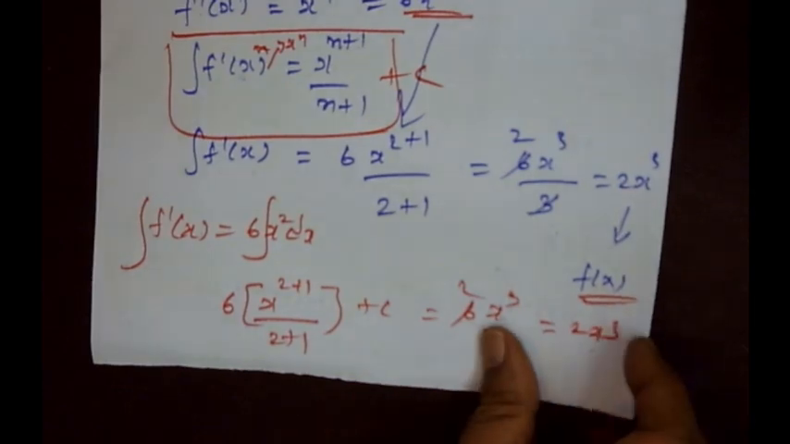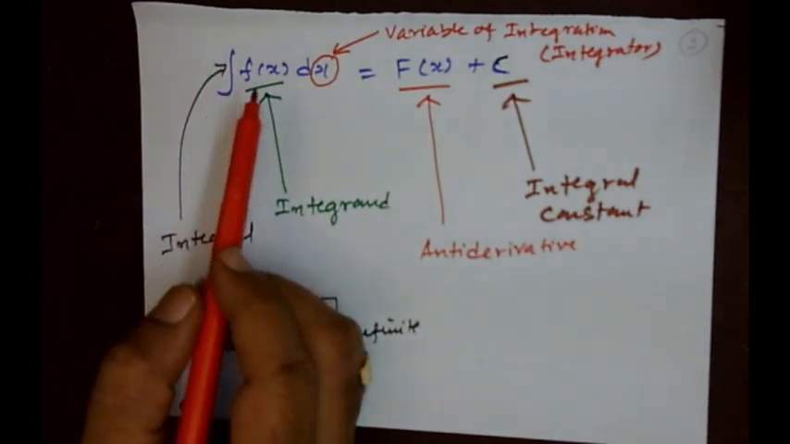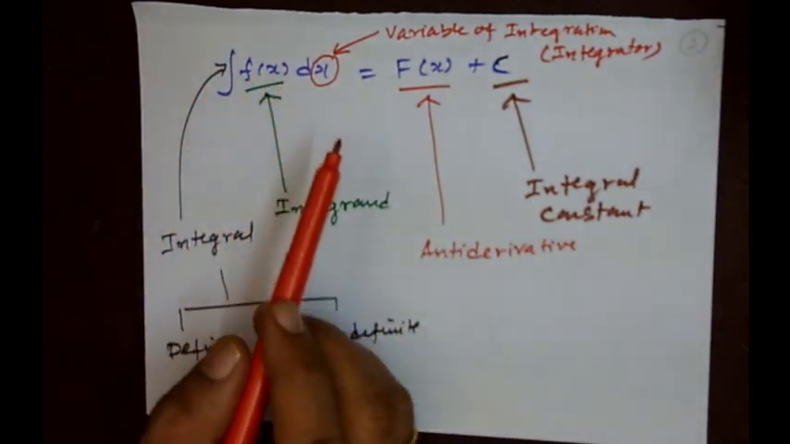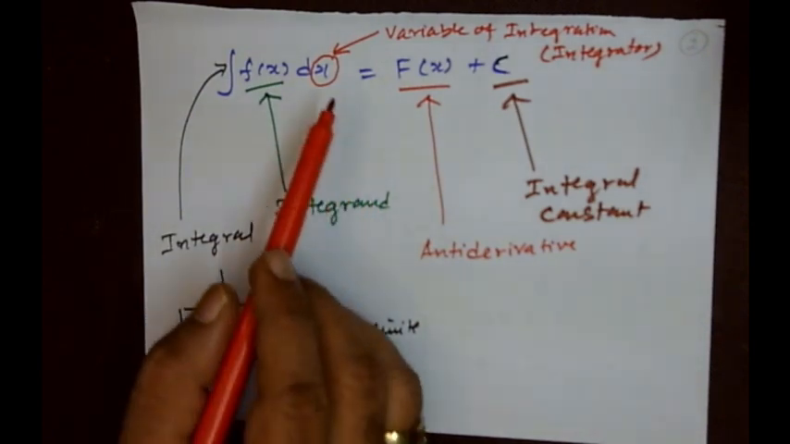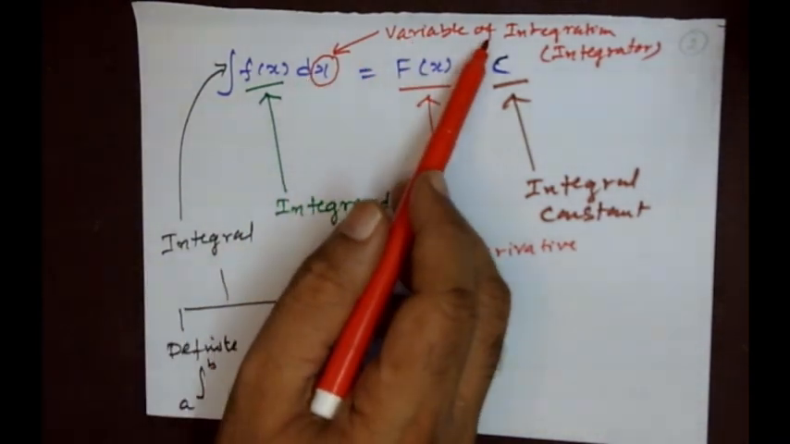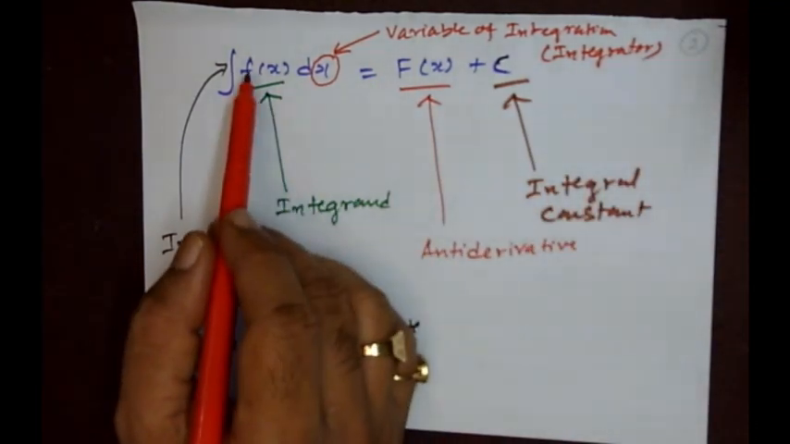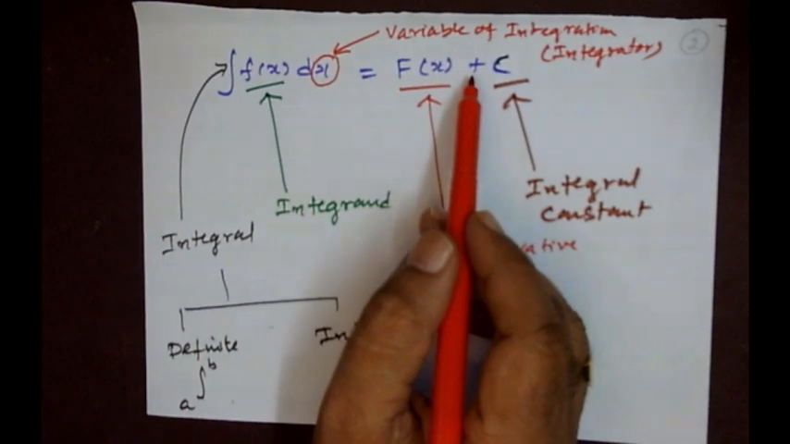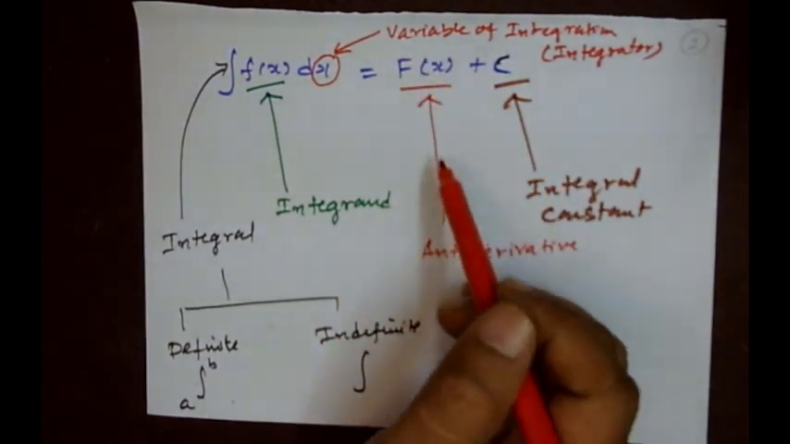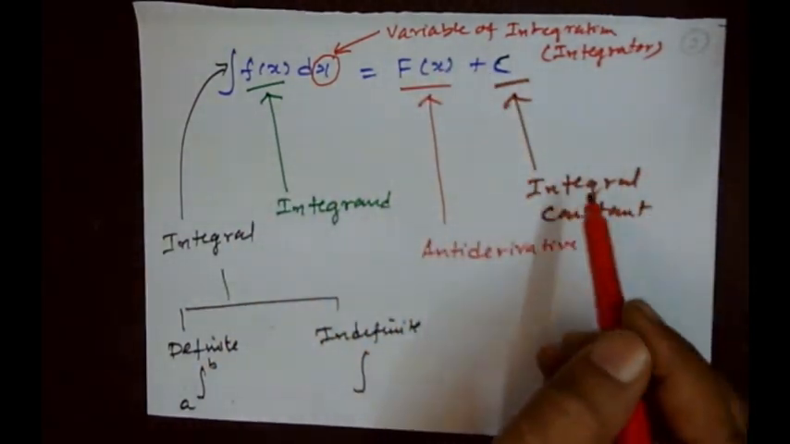Okay, then regarding the integration representation, this symbol represents integral, and f of x is called the integrand, and dx is the differential element, where x is the variable of integration, and it's also called integrator. So on solving this by integration, you are able to get the antiderivative. Okay, so that is capital F of x, and that leads to the original function plus the arbitrary constant, here the integral constant c.